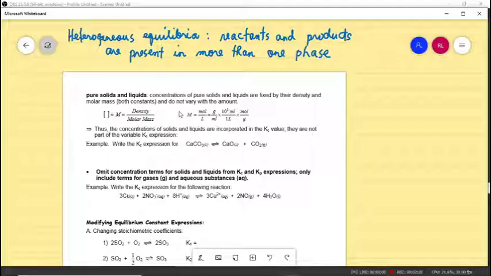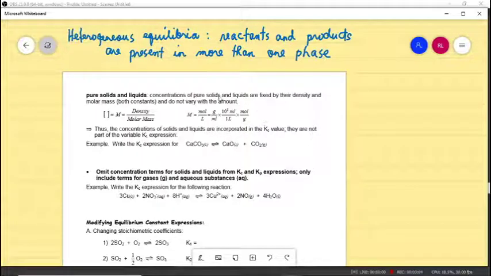Of course, you only have one molar mass for a specific substance like carbon dioxide, for example, or for calcium carbonate. You have a specific molar mass. Molar mass does not vary, as simple as that. So if the concentrations of pure solids and liquids are fixed by these quantities which do not vary, then it follows that the concentration also does not vary for solids and liquids.